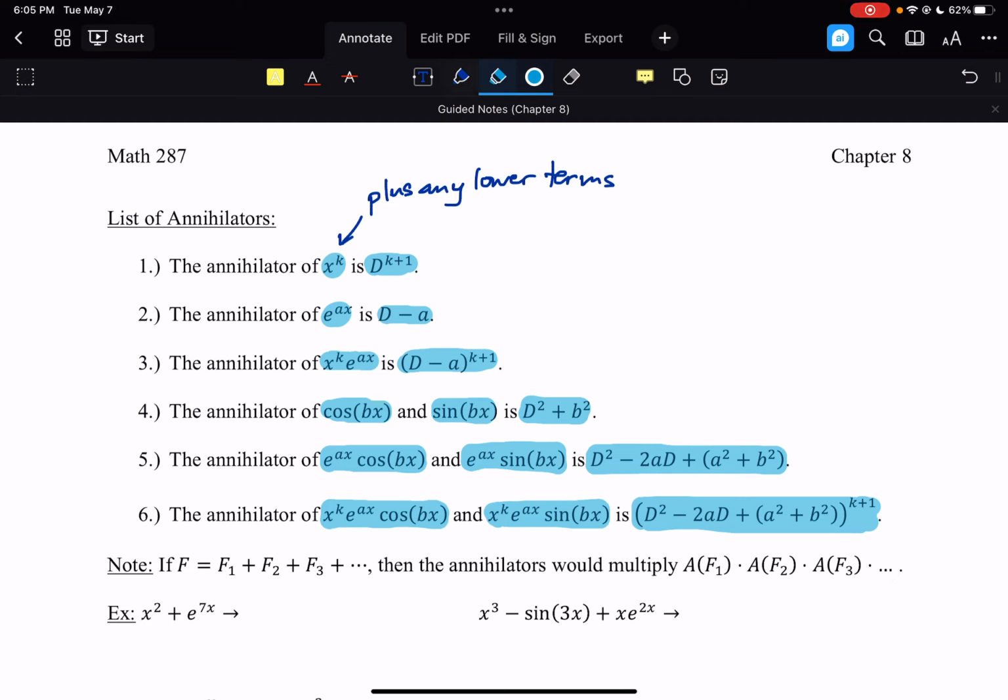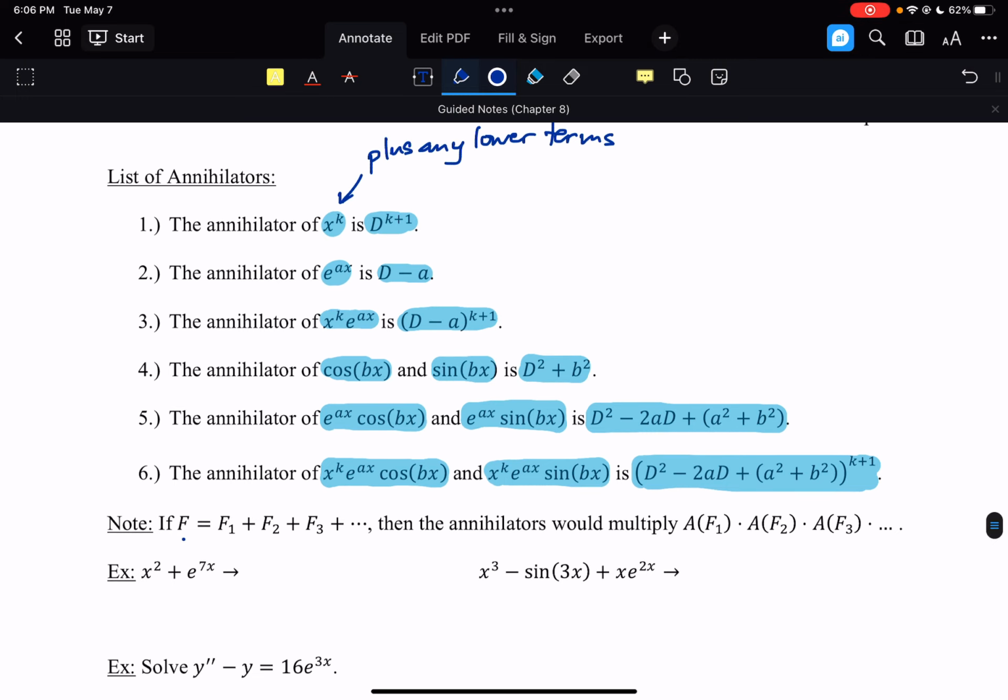So these annihilators are not something that you will have to memorize, but this table is here for your reference, and we will be using this for all of our annihilator examples here. One additional note: if you have a function that is the sum of different types of functions, then the annihilators just multiply. So we would just combine them and apply them to the different functions separately.